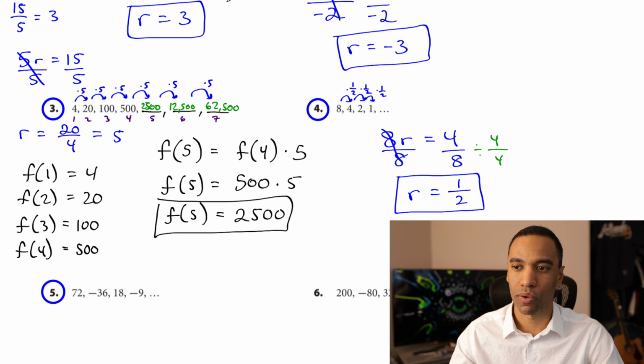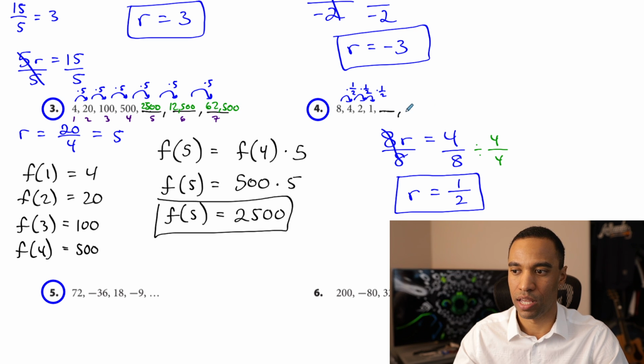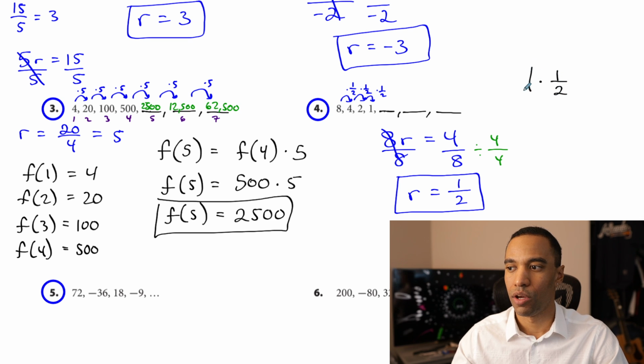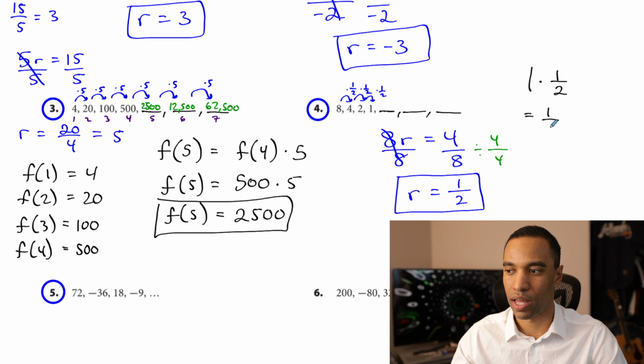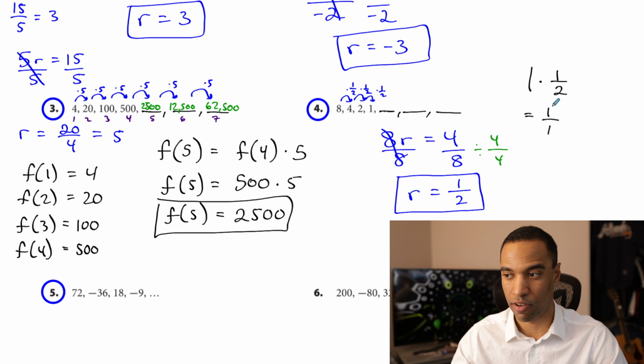But here, there's no context. So here, just exact numbers are what we're looking for. What are the next terms in the sequence? I need to multiply 1 by 1/2. You know how you do that? 1 is a numerator value, so that's 1 divided by another 1. Not because this is a 1, but because anything divided by 1 is itself.